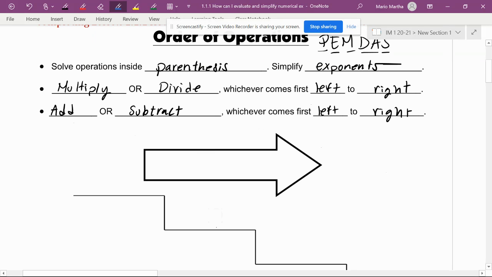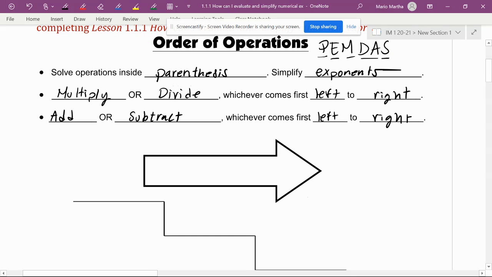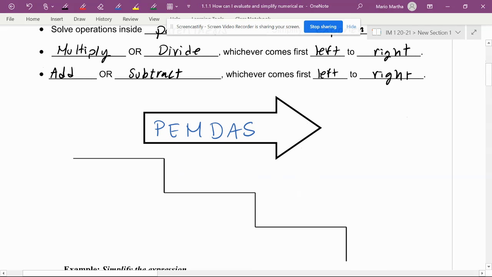First, we check for parentheses, and then we check for exponents, and then we check to see if we have to multiply or divide anything. And then at the end, we either add or subtract. The last four, multiply, divide, add, or subtract, remember, it's always left to right. So we call that PEMDAS. Again, usually we start off with the first two, the PE, parentheses and exponents.